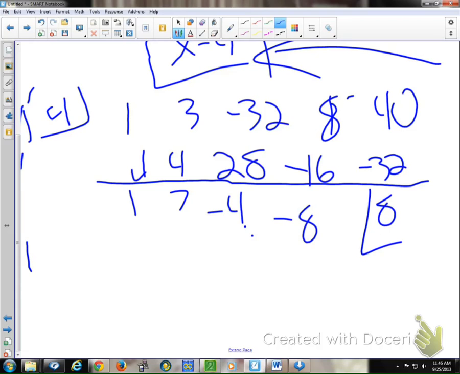Is number 1 synthetic division? No, because it's not x plus or minus a number. It's just one thing. Number 1, we're just going to divide term by term. You just want to write term by term, and we'll work through it in a minute. You'll be able to see what that is.